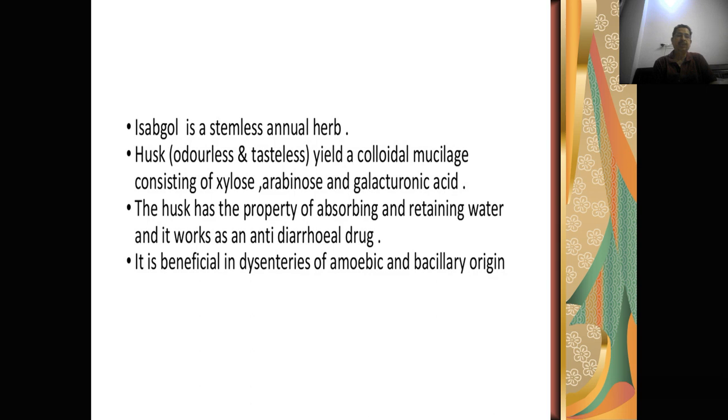Isabgol is a stemless annual herb. Husk, which is odorless and tasteless, yields a colloidal mucilage consisting of psilose, arabinose, and galacturonic acid.